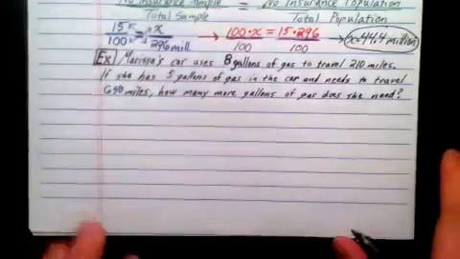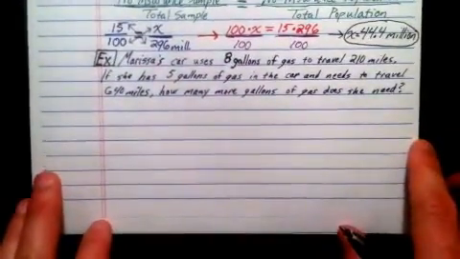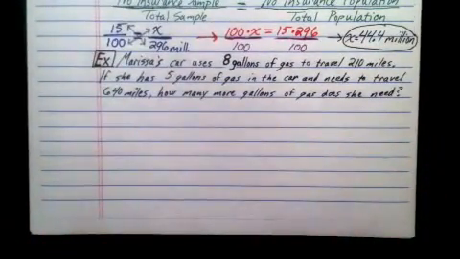Marissa's car uses 8 gallons of gas to travel 210 miles. If she has 5 gallons of gas in the car and needs to travel 640 miles, how many more gallons of gas does she need?